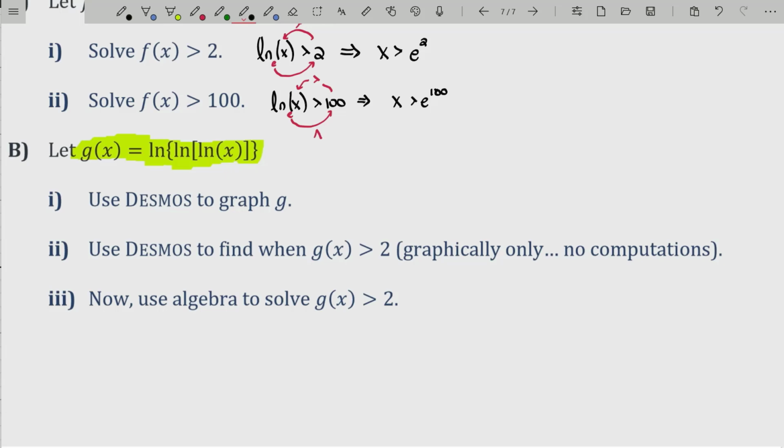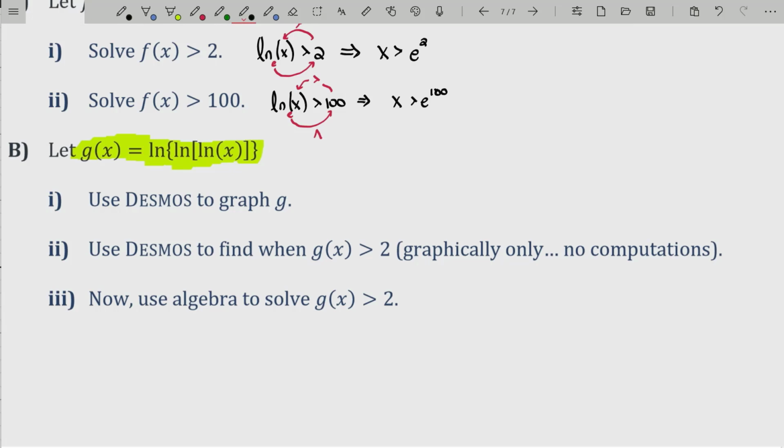So let's go back to the problem here, and now we're asked to let g of x equal the natural log of the natural log of the natural log of x. It's a composition of natural logarithms. Compositions are something we've talked about already in this video series, so that should not be unfamiliar to you.